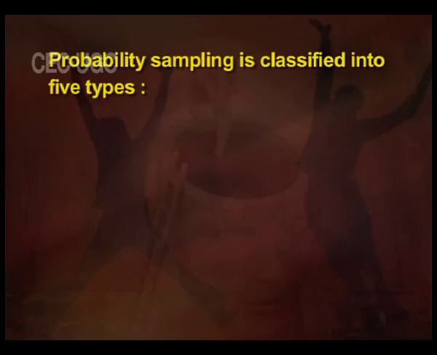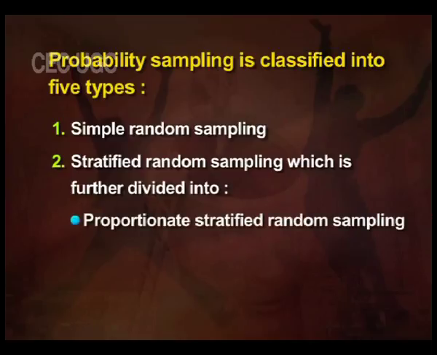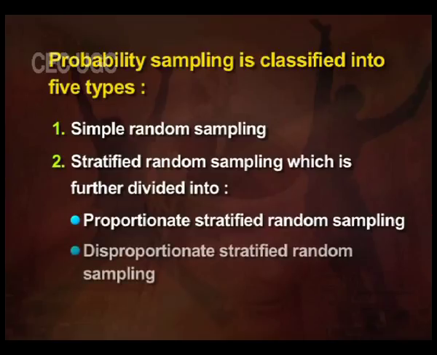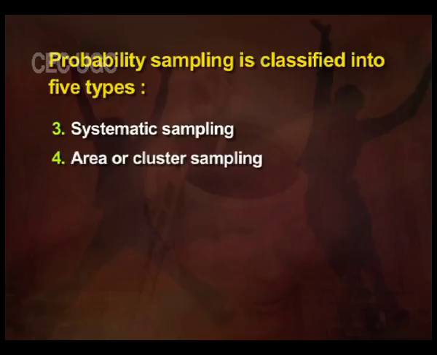Probability sampling is classified into 5 types. First is the simple random sampling. Next, you have the stratified random sampling, which is further divided into proportionate stratified random sampling and disproportionate stratified random sampling. The third technique is systematic sampling, followed by area or cluster sampling, and finally there is the multi-stage sampling.